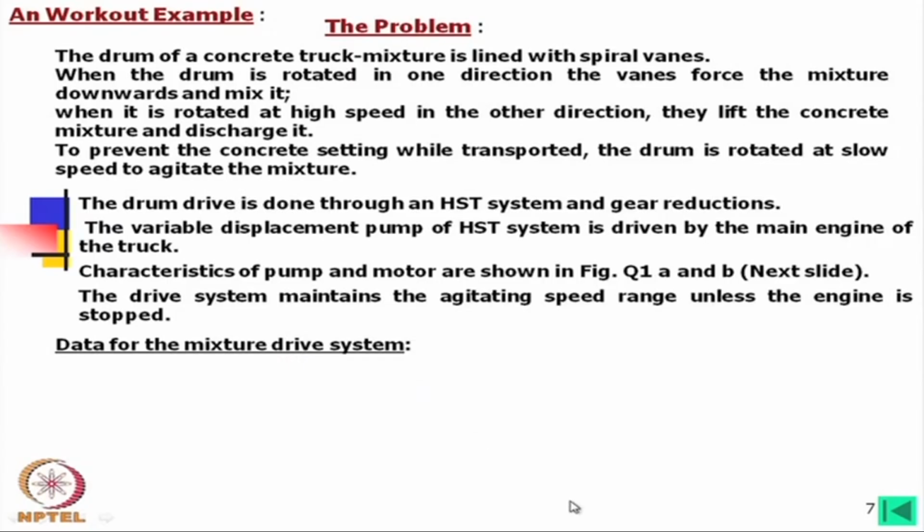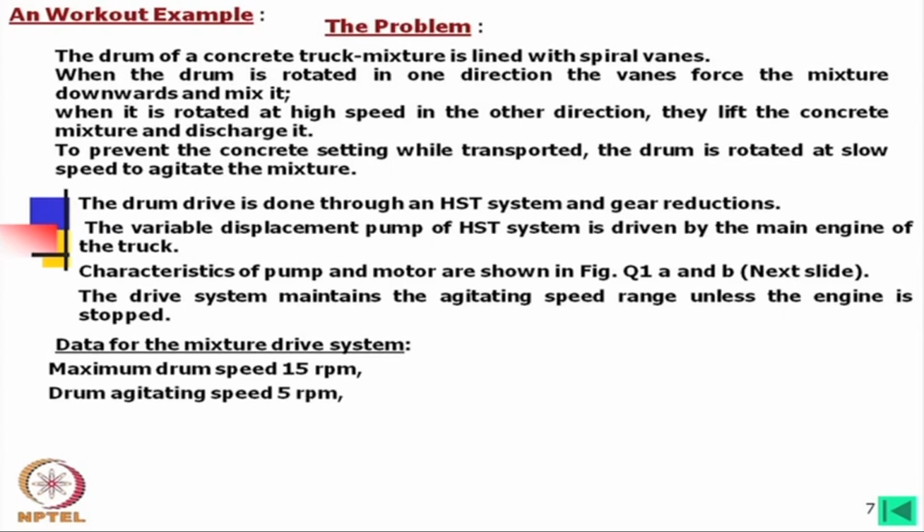Now, data for the mixer drive system: the maximum drum speed is 15 rpm, that means, when it is mixing or discharging. Drum agitating speed is 5 rpm only, one third of that. Overall gear reduction ratio is 1:30.